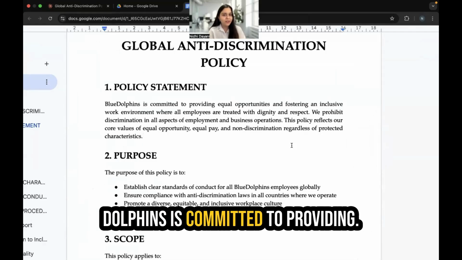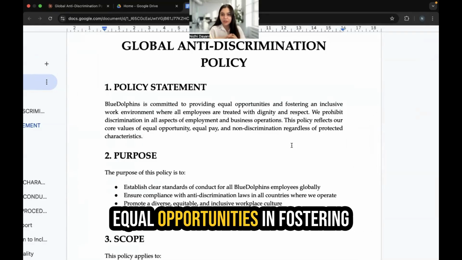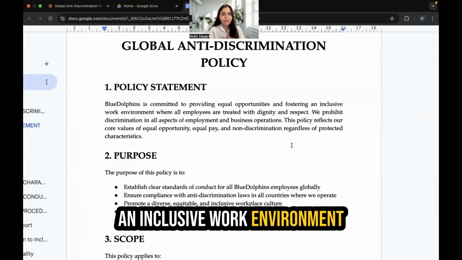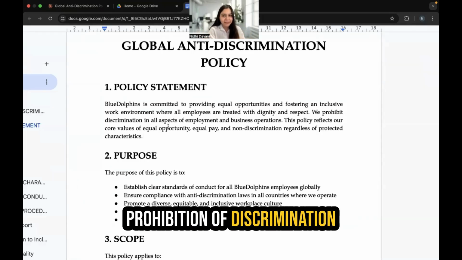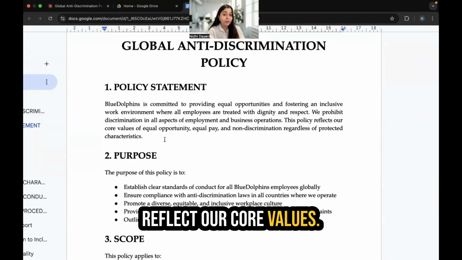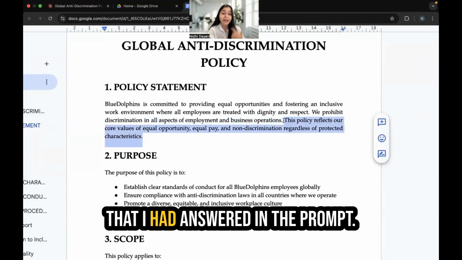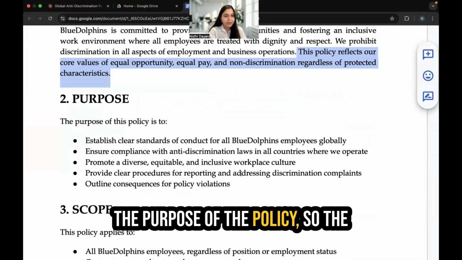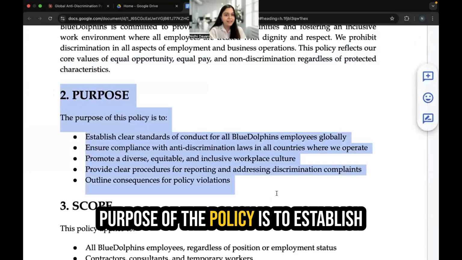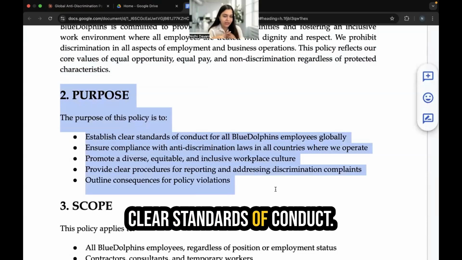Blue Dolphins is committed to providing equal opportunities and fostering an inclusive work environment where all employees are treated with dignity and respect. Prohibition of discrimination, reflecting our core values. So you can see all the core values that I had answered in the prompt, they're incorporated right here. The purpose of the policy. So the purpose of the policy is to establish clear standards of conduct.